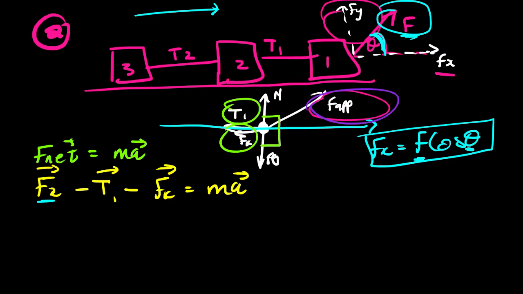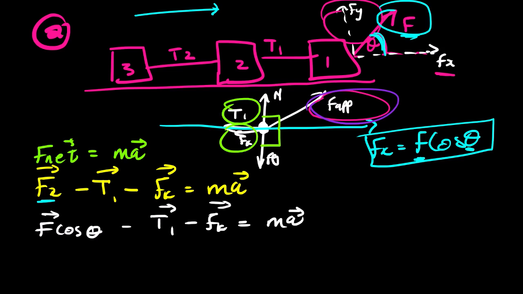Or we can expand this, where we see Fx, we put F cos theta, so the equation becomes F cos theta minus T1 minus Fk is equals to Ma. So that will be the difference between this scenario and the previous one.